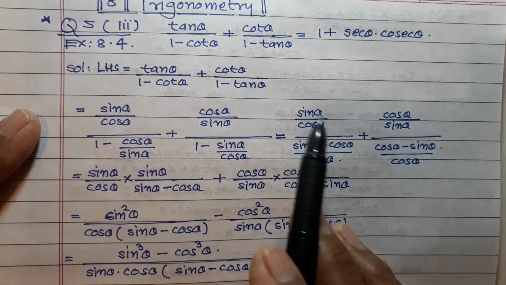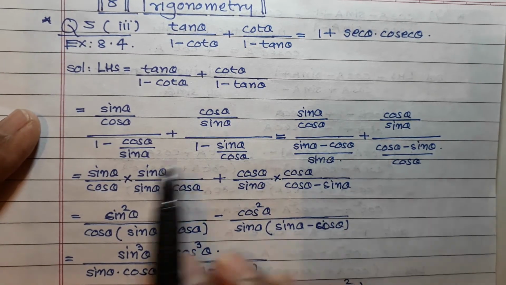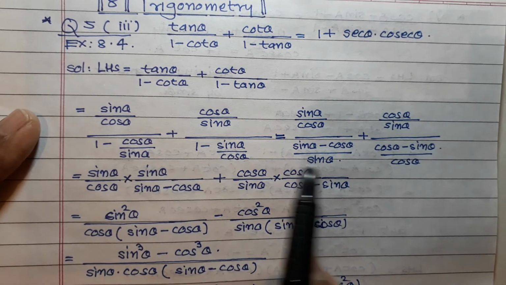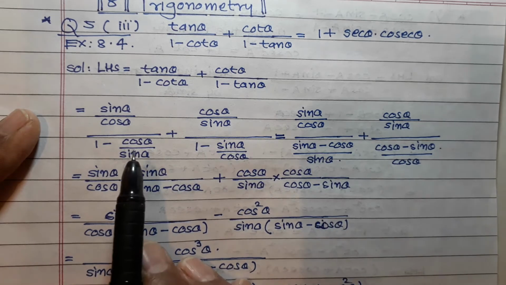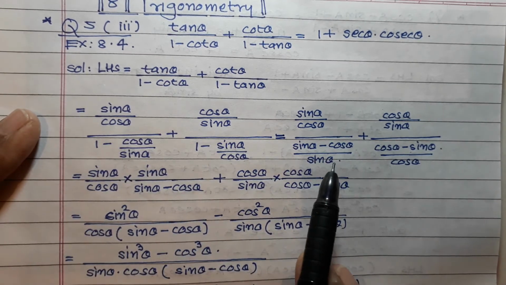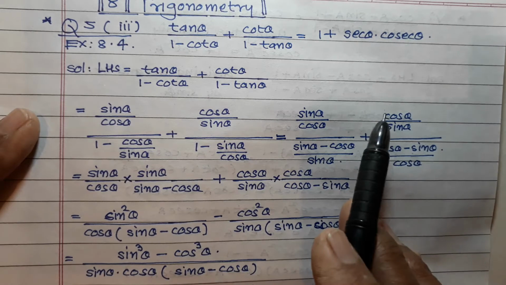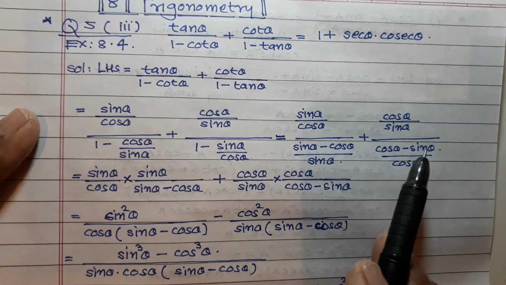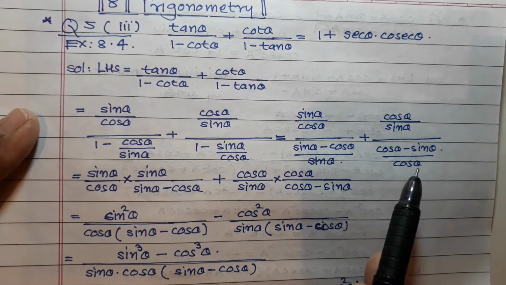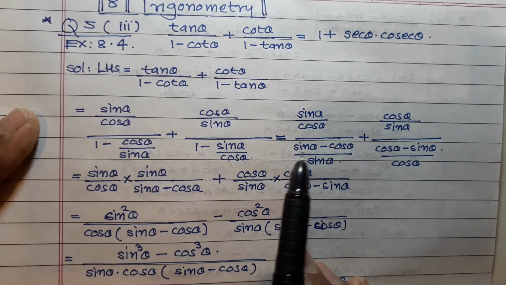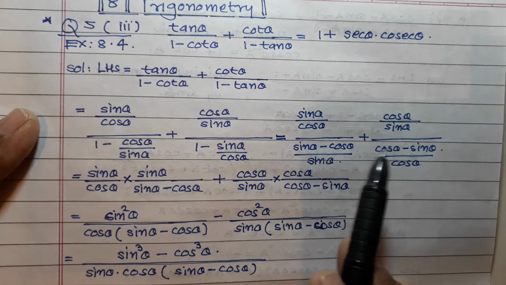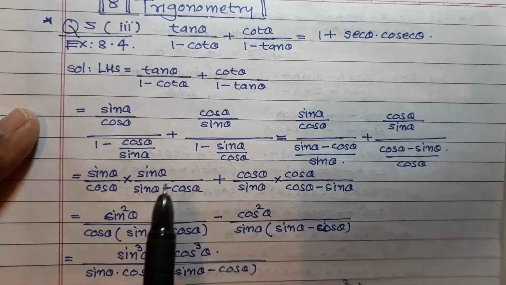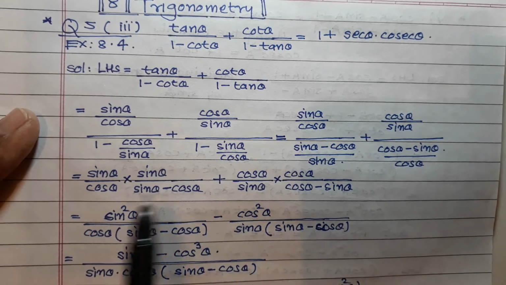Now is equal to sine theta upon cos theta. This you simplify. Equalize denominator. Sine theta is denominator. So sine theta minus cos theta upon sine theta plus cos theta upon sine theta upon cos theta minus sine theta upon cos theta. So in this case, remember, this is sine theta minus cos theta and this is cos theta minus sine theta. Okay. Now then this next step is important.